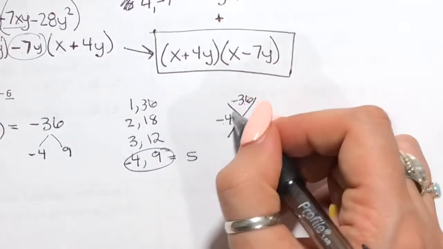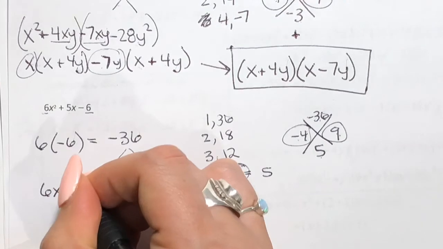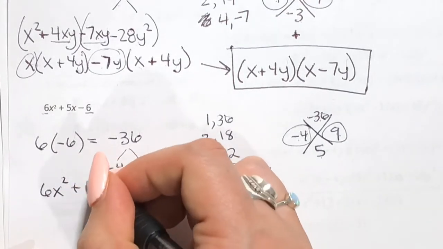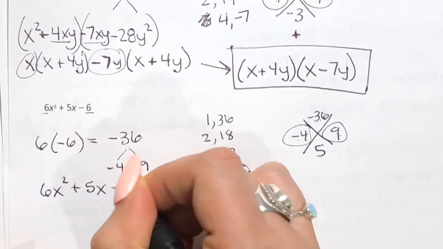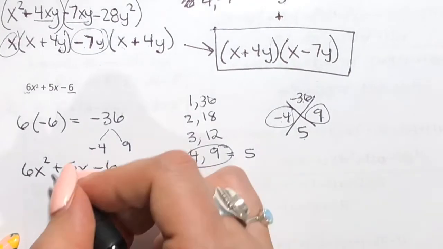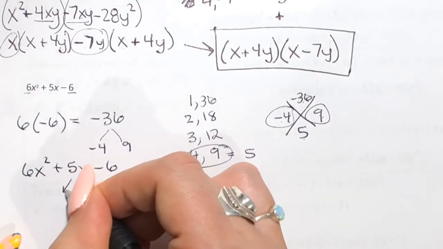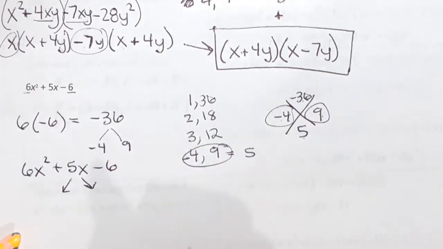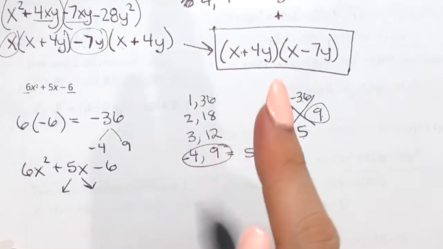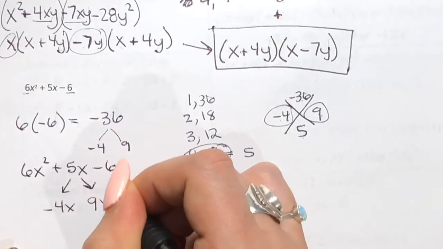So this is when you take both of these numbers. And I'm going to write this out a little bit more than I did last time. I have 6x squared plus 5x minus 6. So remember, we started with 3 terms. We don't want that. The whole reason we did this entire section is to get 4 terms by breaking up this 5x into a negative 4 and a 9. So I'm going to do negative 4x and 9x.